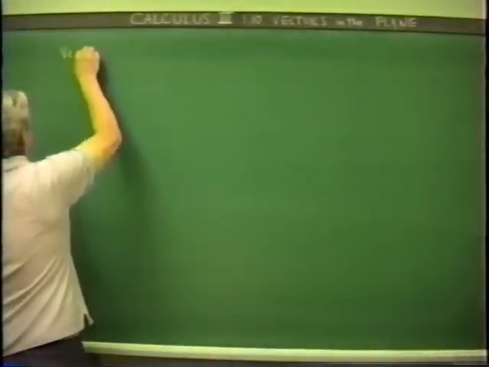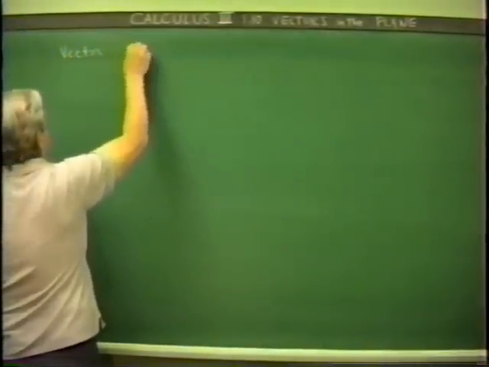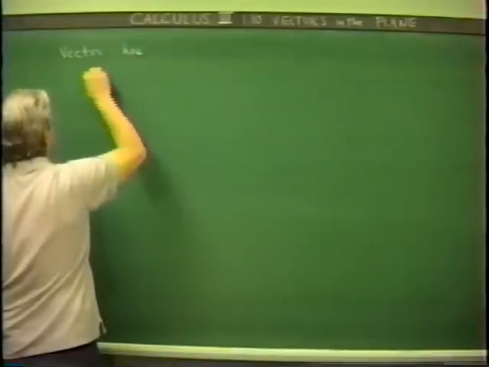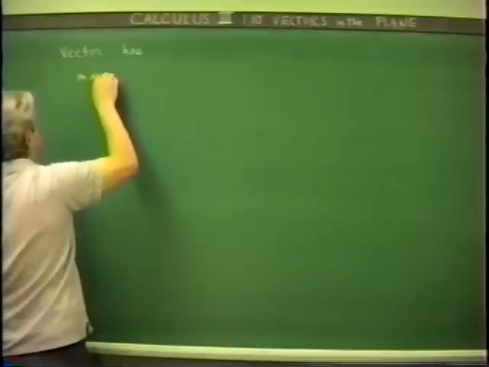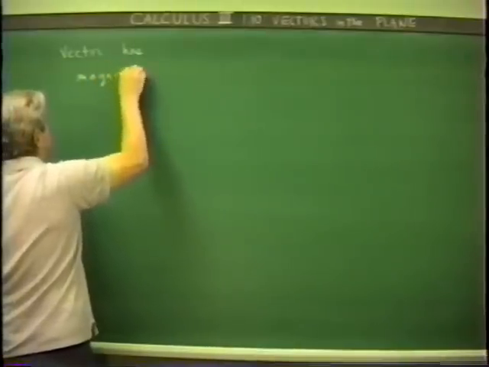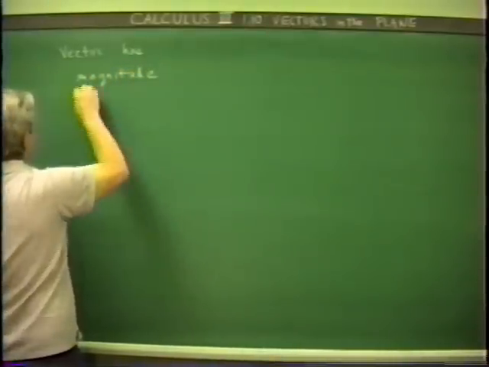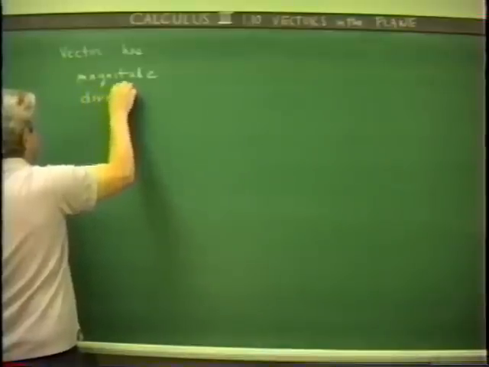Talk a bit now about vectors in the plane. Eventually we're going to take the vectors and we're going to use them to represent three-dimensional space. A vector is something which has a magnitude, or a numerical value, so to speak.